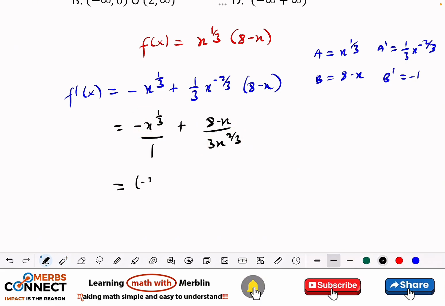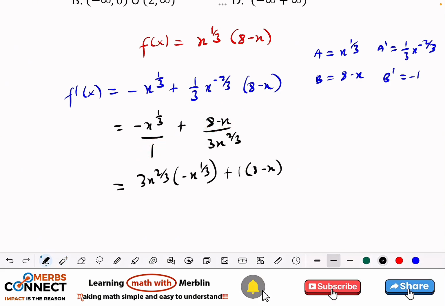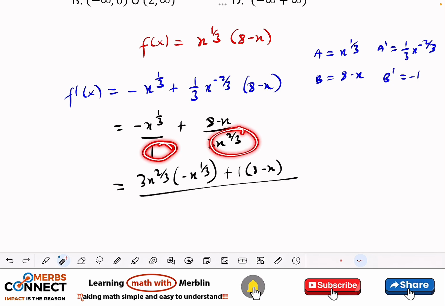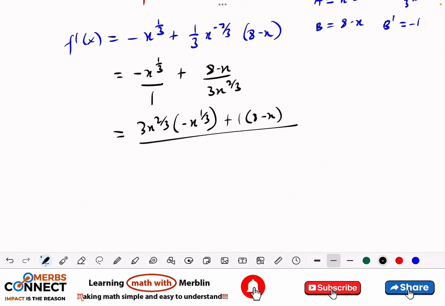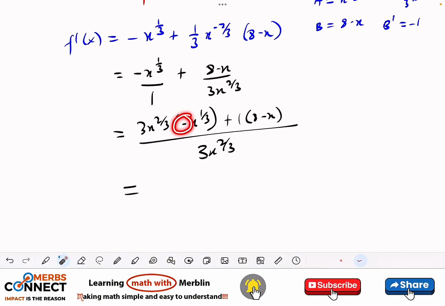So having minus, we are going to have 3x squared divided by 3 times minus x to the 1 over 3 plus, then I multiply this one by this. So 1 times 8 minus x divided by 1 times this. So this trick works for all the functions. So this one, when I multiply, I'm going to have minus 3x. Then I need to add the exponent because they have the same base, x.